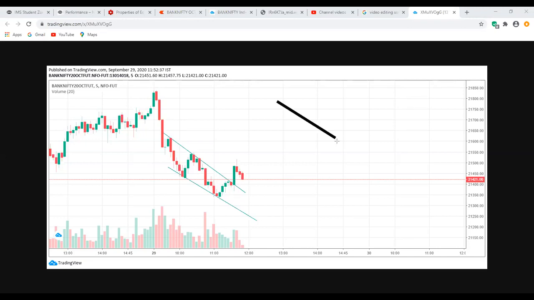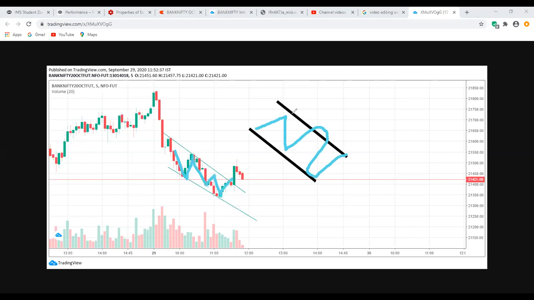But for the time being, let's just say you have two trend lines, and the stock is moving down in between those two trend lines. So let's say my stock for Bank Nifty right now is moving in between these two trend lines. Exactly what is happening over here.